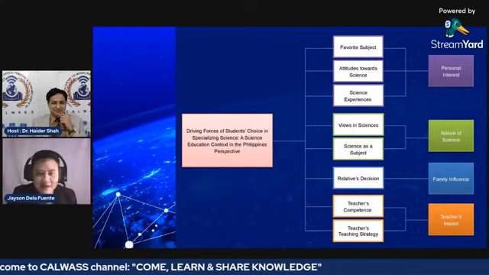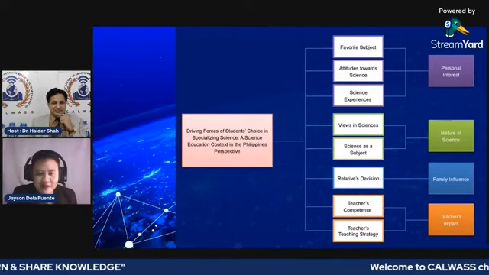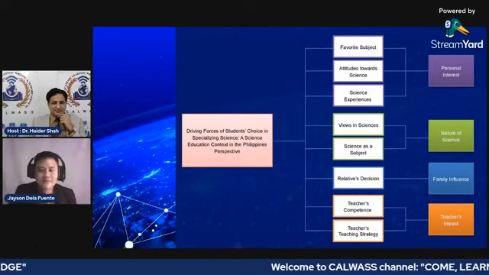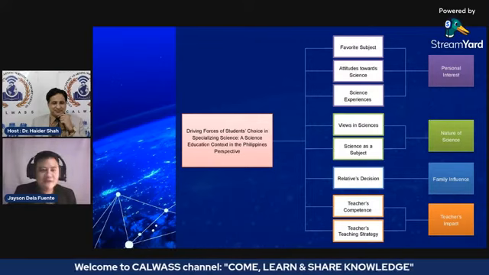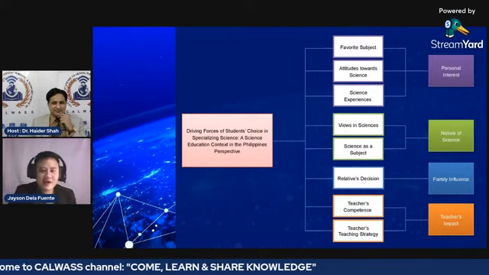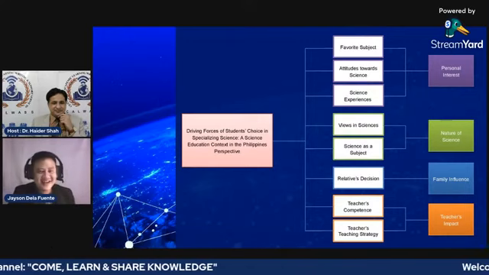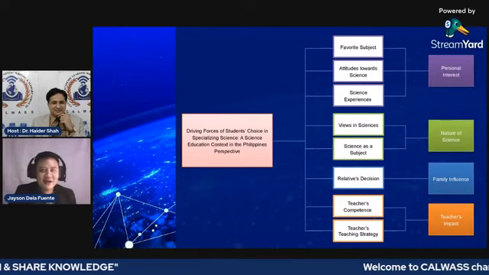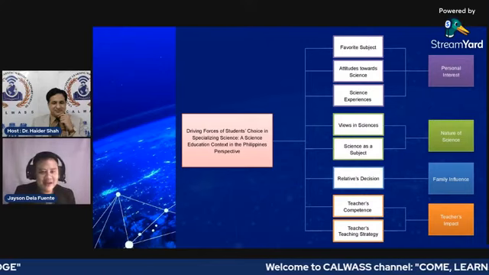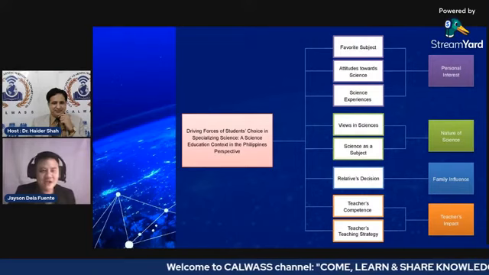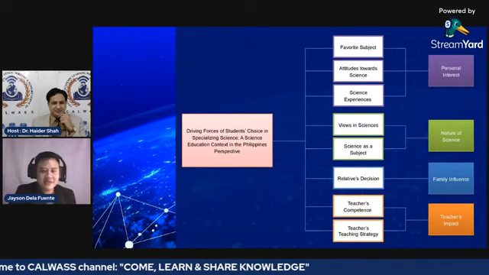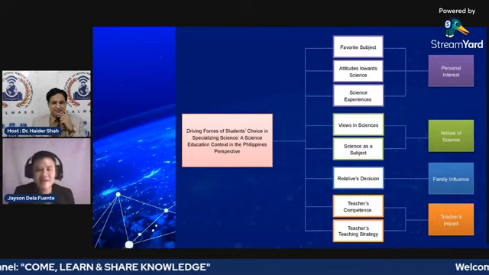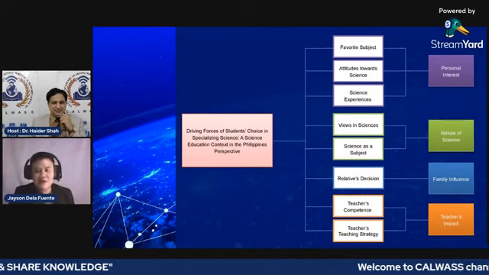Some of the participants shared that those strict teachers influenced them to become teachers, and influenced them to excel in science. Some of them are actually participants in Olympics, physics or chemistry Olympics, something like that. So this is a theme that speaks about the teachers' impact.